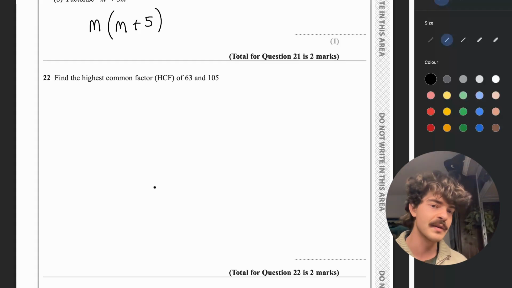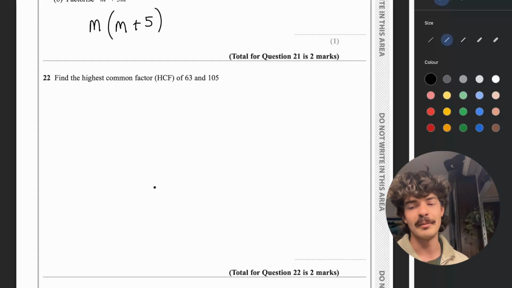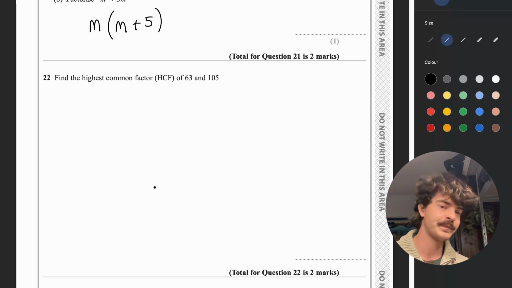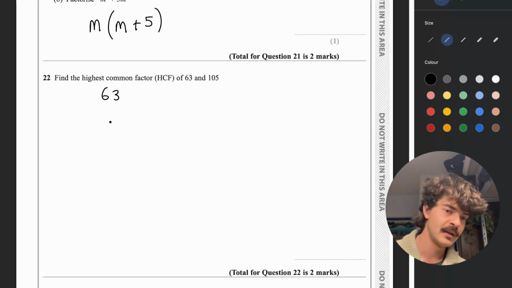We start by finding the prime factors and then populate a Venn diagram, and the prime factors that are common to both 63 and 105 multiplied together will give you the highest common factor. So let's work through these together.